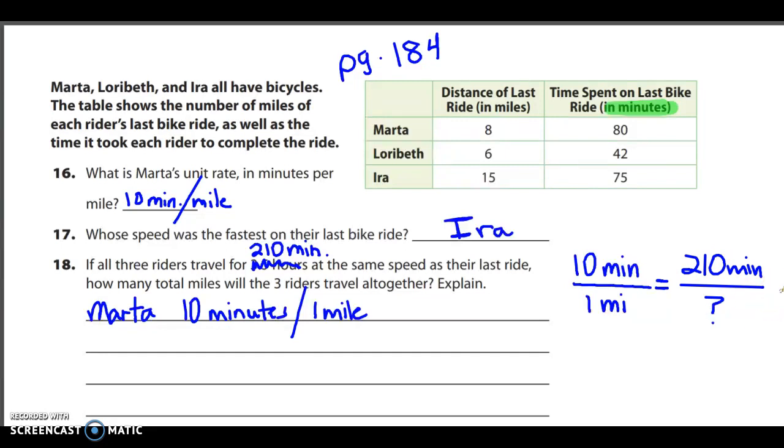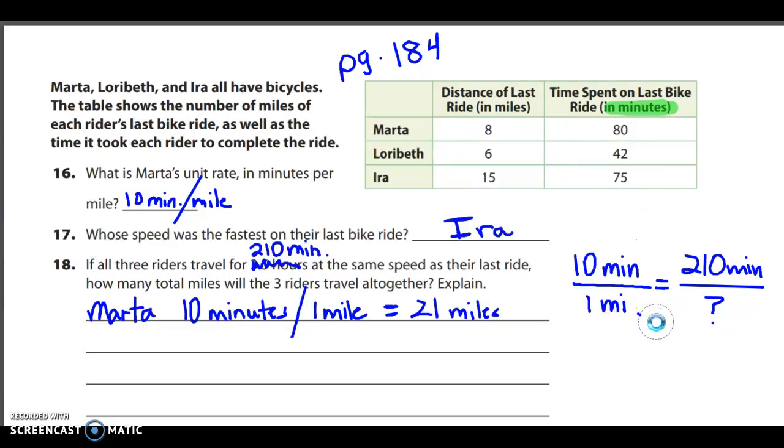Well, how many times does 10 go into 210? It's going to be 21. So if you multiply this by 21, you're going to multiply this by 21, and you're going to get 21 miles. So Marta can go 21 miles in 210 minutes.